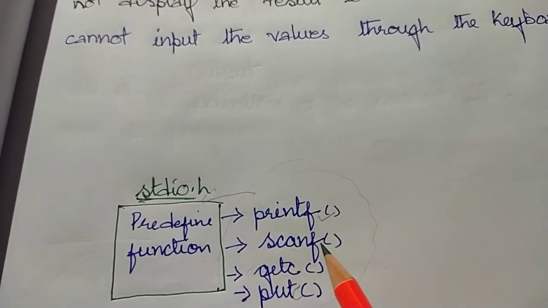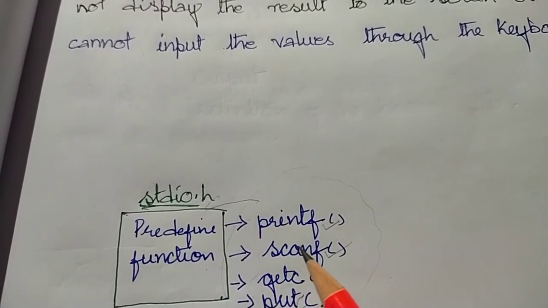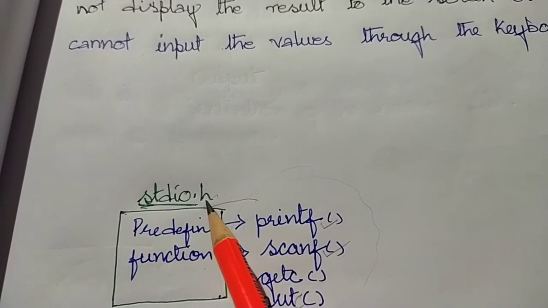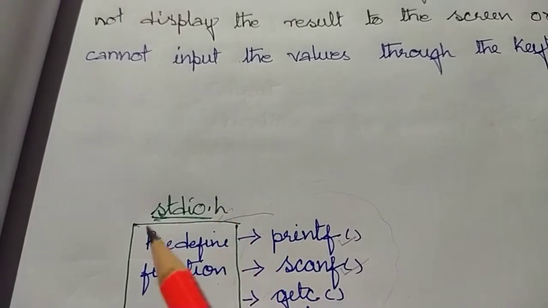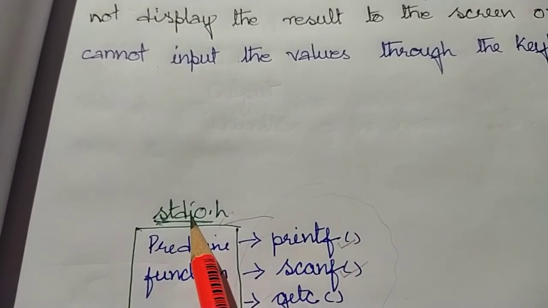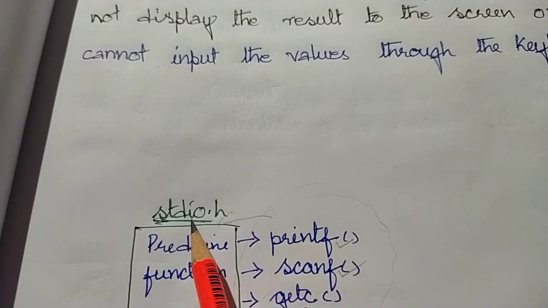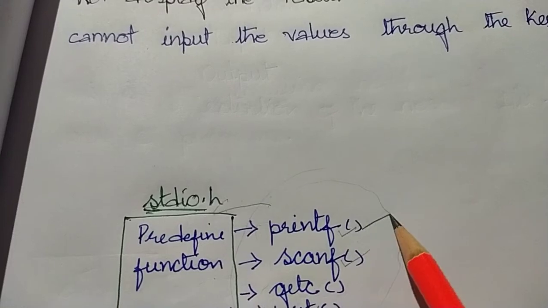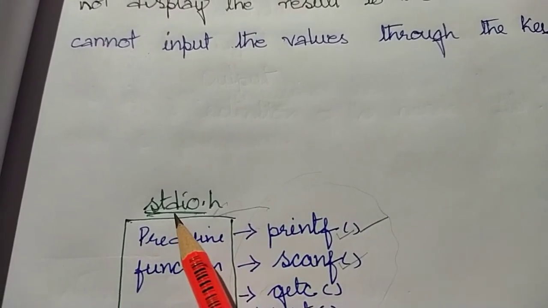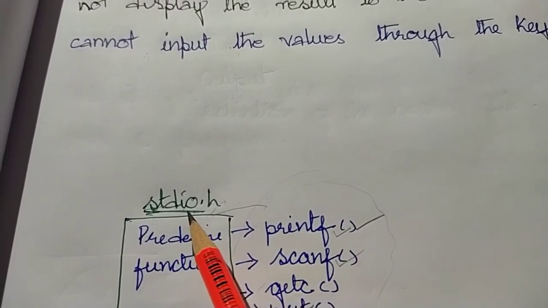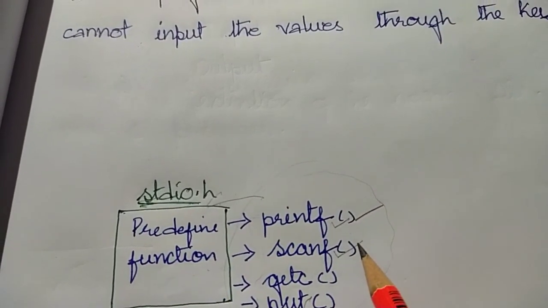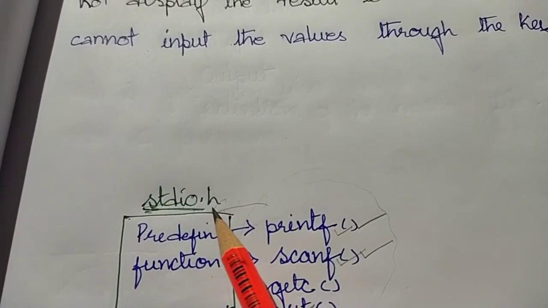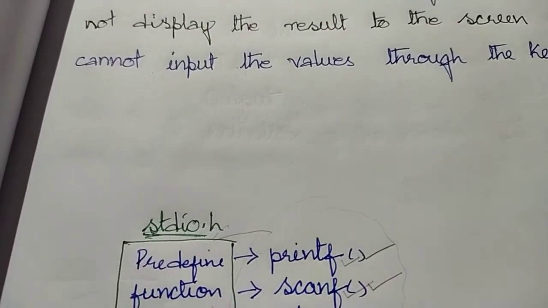So whenever you use these functions in your program, that time you require to use the stdio.h header file. Like I mentioned from the beginning, std stands for standard, I for input, O for output. So when you use the output function printf, you require to use the stdio.h header file. If you use the scanf input function, you require to use the stdio.h header file. Hope you understand, my dear student.